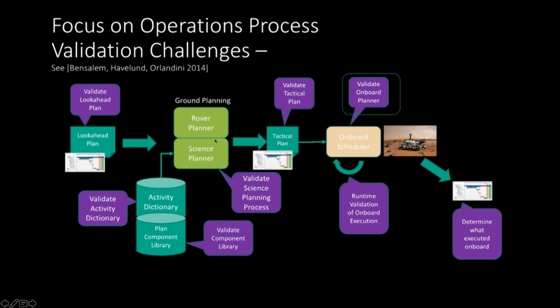Then there is the ground planning, which uses both the activity dictionary and plan component libraries to develop the tactical plan. That's uplinked to the rover, where the onboard scheduler executes and reschedules that as is appropriate. And then after that sol of execution, we actually have to use a lot of the same tools in order to understand what the planner did on board. So as you can understand, this is a very complicated operational process, and it's very important to understand it very well in order to understand how to infuse the artificial intelligence technology into the overall process.